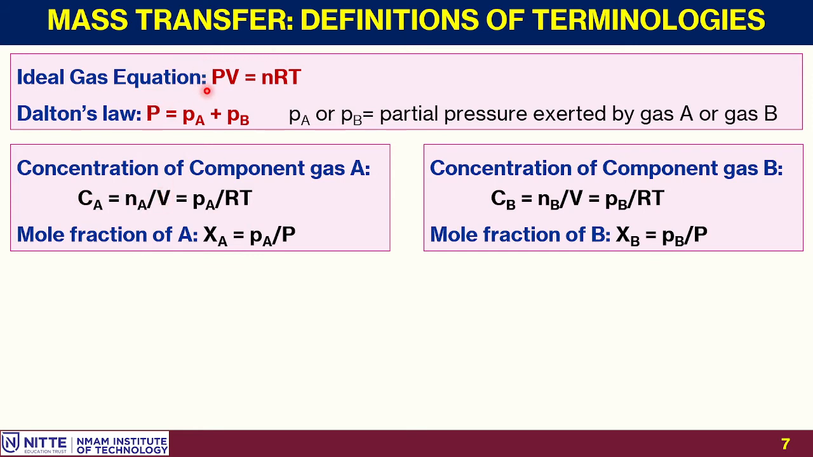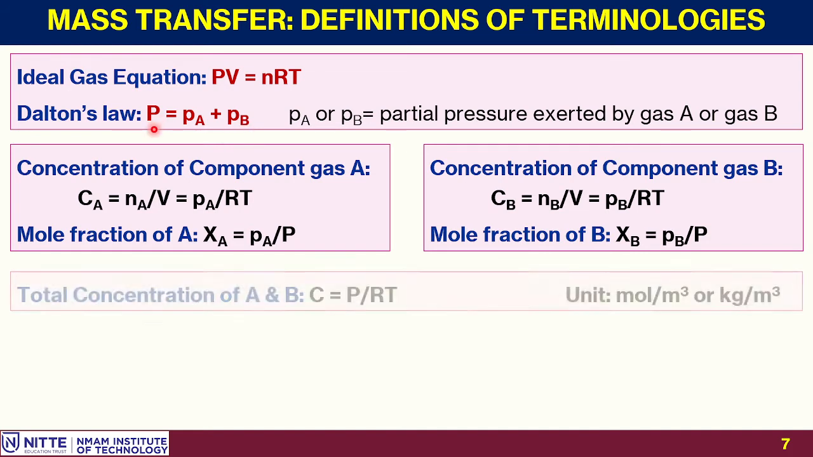The molar concentration is given as the number of moles per volume. If you rearrange the ideal gas equation, you may be able to write PA by RT. The mole fraction is related to the ratio of partial pressure to total pressure. For an ideal gas, we already know from process calculations that the mole fraction of any component is equal to its ratio of partial pressure to total pressure. In the same way, you can write it for the component B, PB by RT and PB by P, very similar to A. And if there are only two components, you should note that XA plus XB will be equal to 1, similar to PA plus PB being equal to the total pressure P.